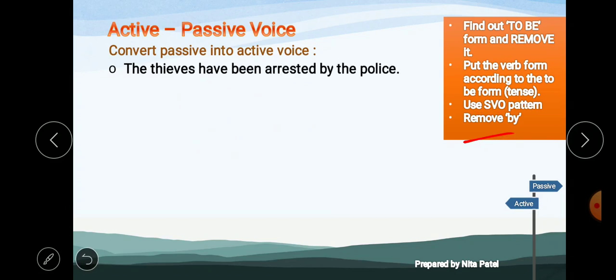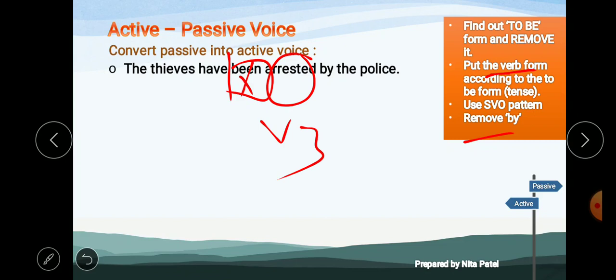Okay, let's see. The thieves have been arrested by the police. Now look at this sentence. Which is our to be form here? Been is here, right? So we have to cut been, but we have to put the verb according to the to be form. Now been is there, that means it is the perfect tense, right? So the verb in perfect tense, the main verb will come into V3 form only. So it is V3 only.